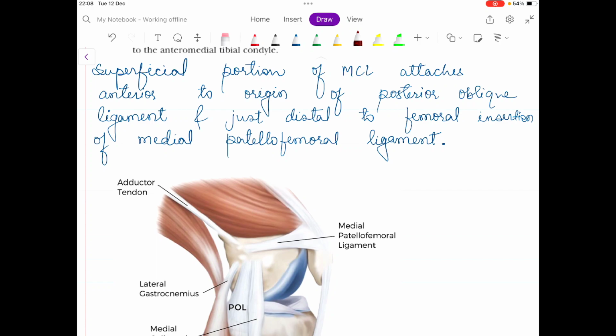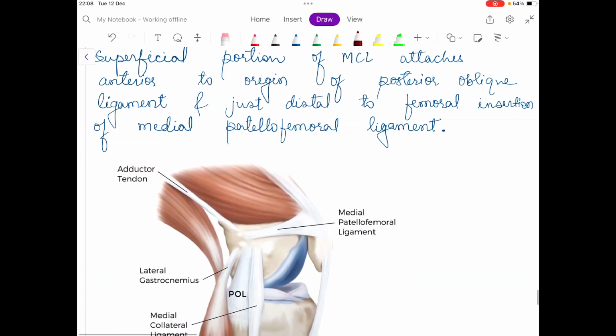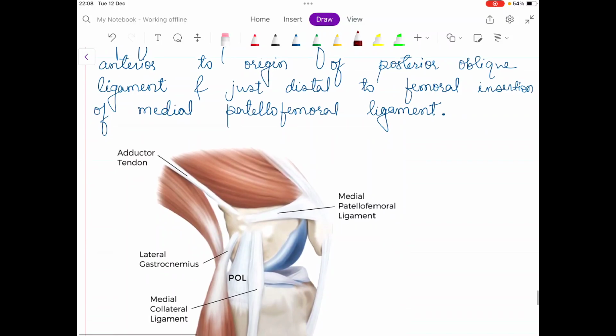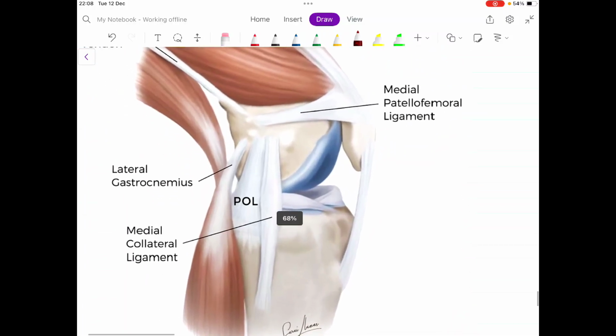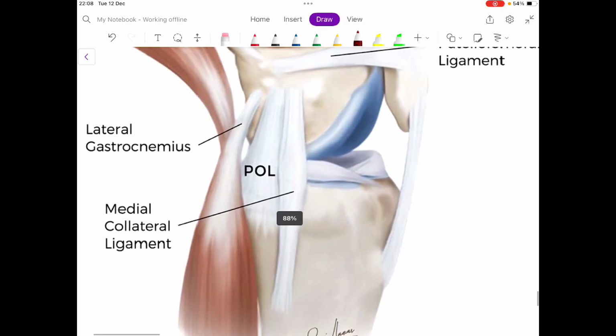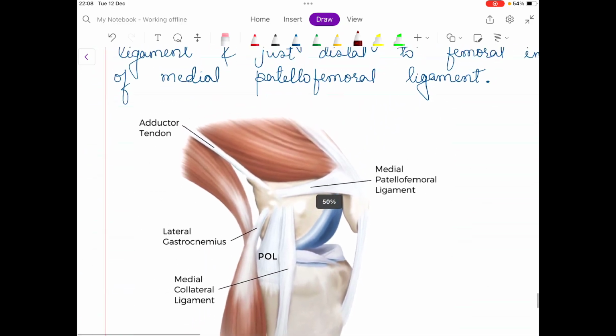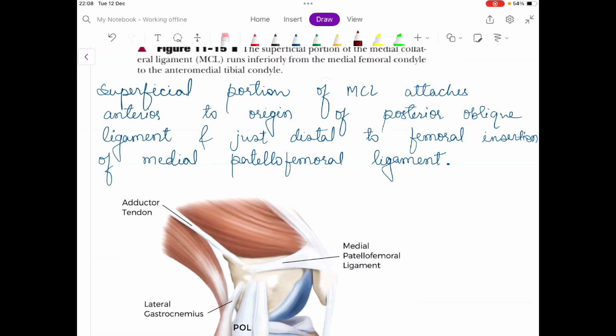So the first line says that the superficial portion of the MCL attaches anterior to the origin of the POL. Just look at this diagram, you can clearly see the relation between the POL and the medial collateral ligament. The medial collateral ligament lies anterior to the POL. So this is what the first line says: the superficial portion of the MCL attaches anterior to the origin of the posterior oblique ligament.